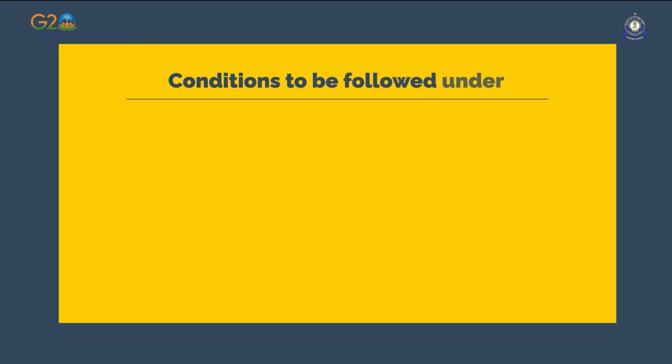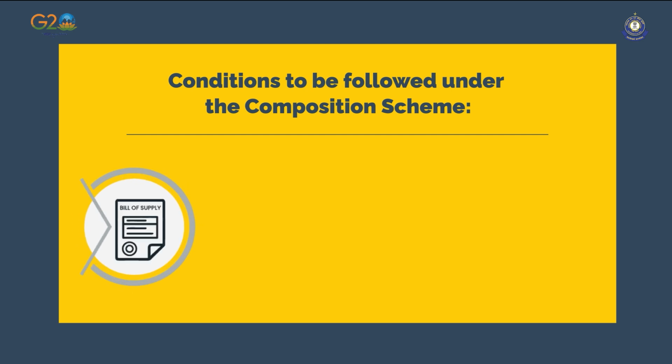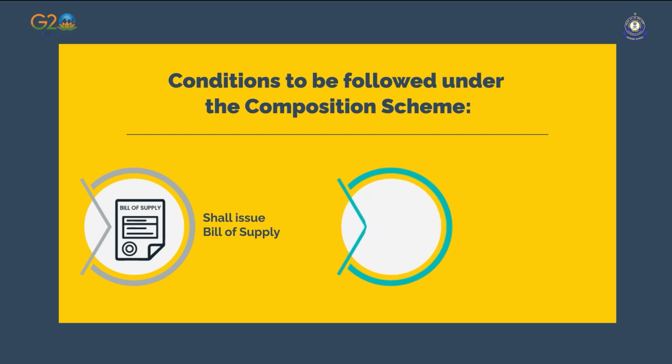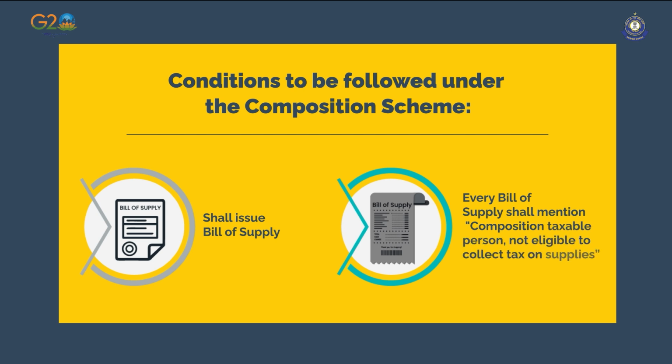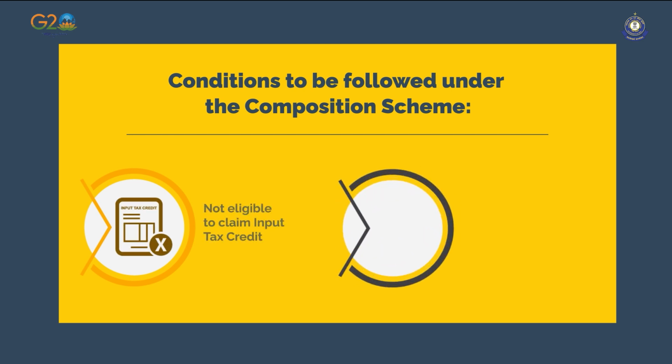There are certain conditions which have to be adhered to by a person opting for the composition scheme. A taxable person opting for the scheme has to issue a bill of supply as he is not eligible to issue taxable invoice under GST. He has to mention the words "composition taxable person, not eligible to collect tax on supplies" at the top of every bill of supply issued by him. Such taxable person is not eligible to claim input tax credit on purchases.